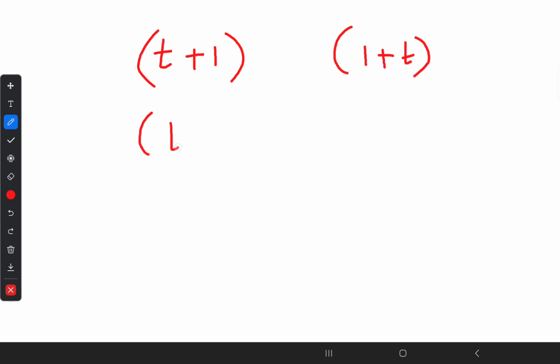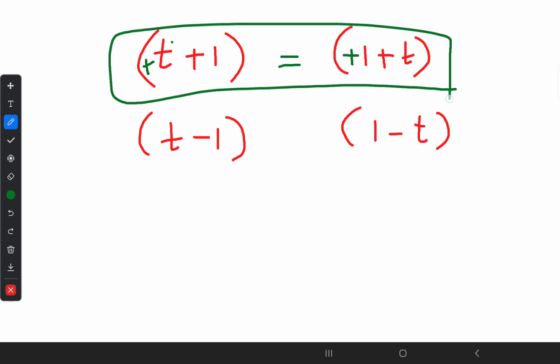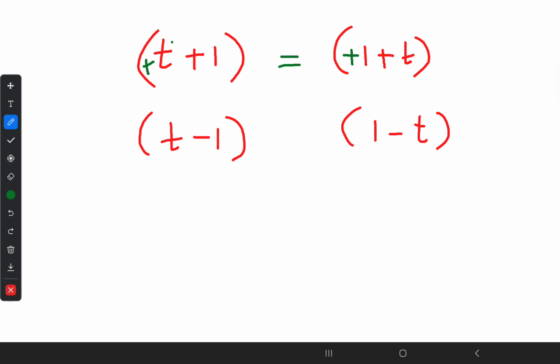It is a different type than the previous one. Carefully try to understand. I'm having t + 1, 1 + t. Here I'm having t - 1 and 1 - t. So let's analyze whether these are the same or not. In here also t is having a positive sign. Look at this carefully. t is having a positive sign, 1 is positive. Here also 1 is positive, t is also positive. So these two are the same. These two expressions are the same as each other.